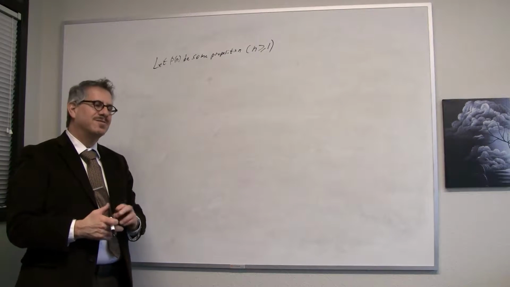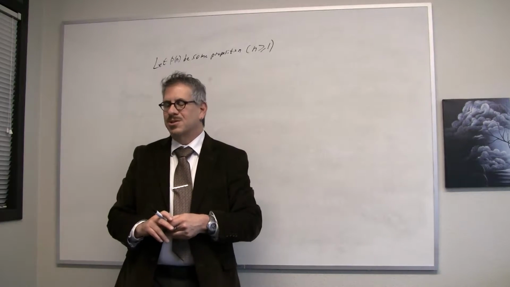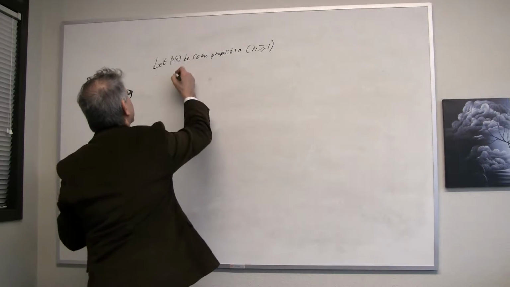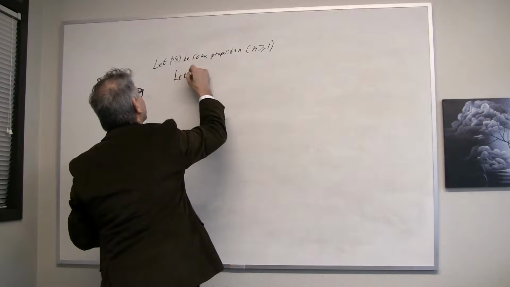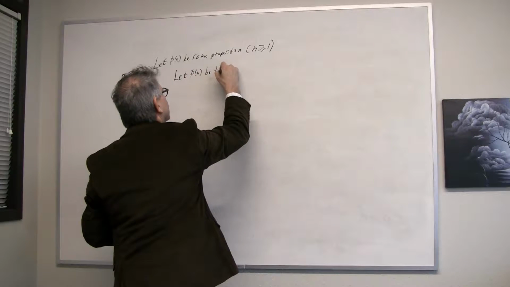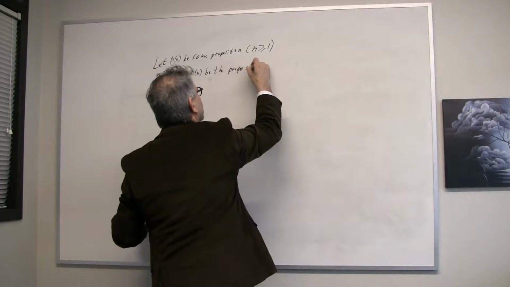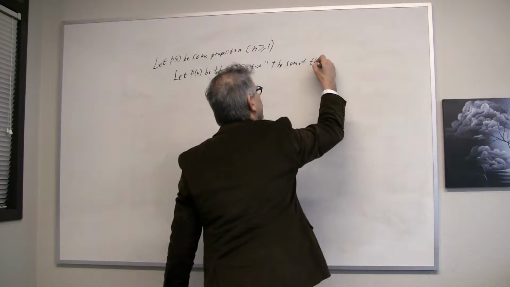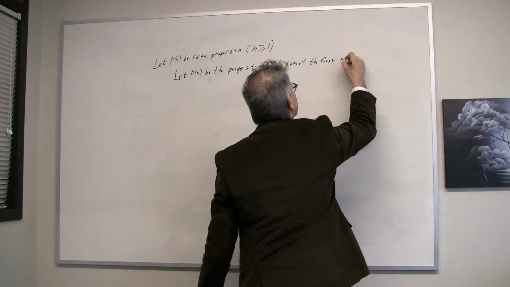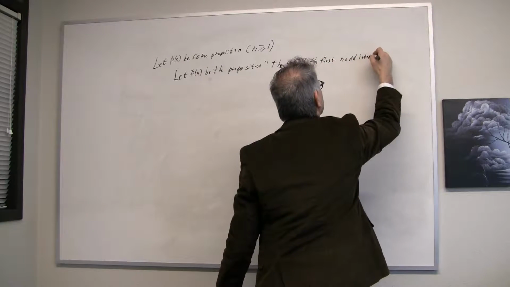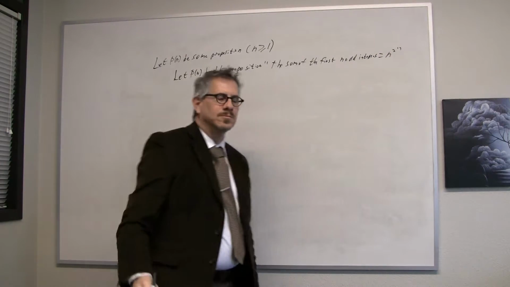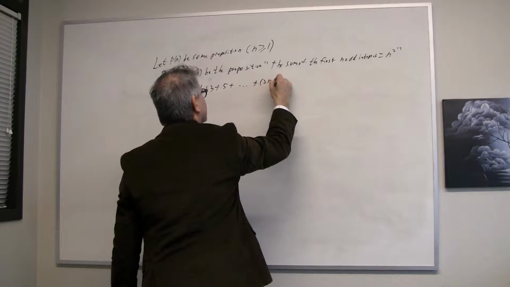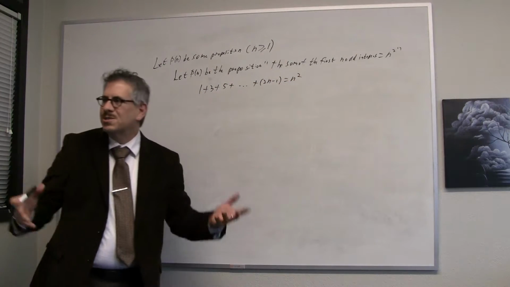For example, P of n could be the proposition that the sum of the first n odd numbers is equal to n squared. So let's write this down. Let P of n be the proposition the sum of the first n odd integers equals n squared. So in other words, 1 plus 3 plus 5 plus up to and including 2n minus 1 equals n squared. That's what Pn is.